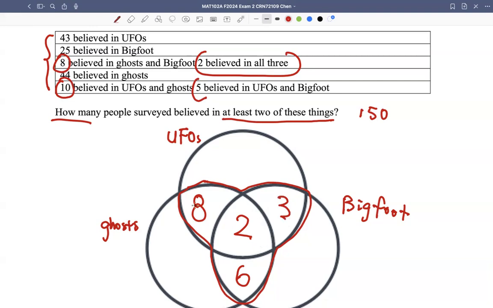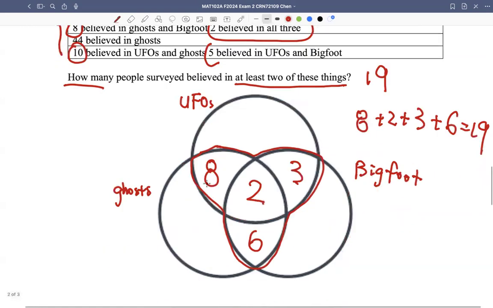So the union of those intersections, we just add those 4 numbers. So 8 plus 2, which is 10, plus 3, then plus 6, 19. Right, to answer this question, we just see 19 people surveyed believed in at least 2 of these things. I know a lot of you just fill in the numbers for everywhere. That's good too. But in the end, this is what we're looking for. Okay, that's question 6.